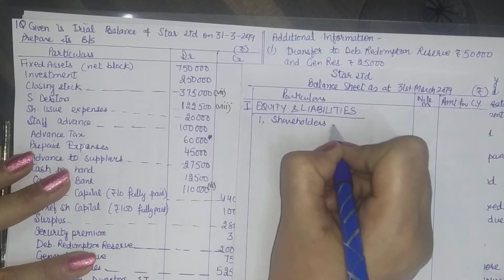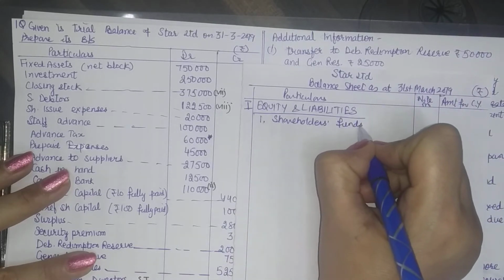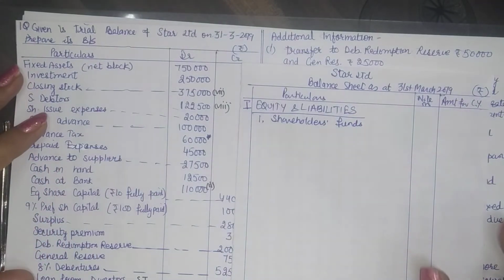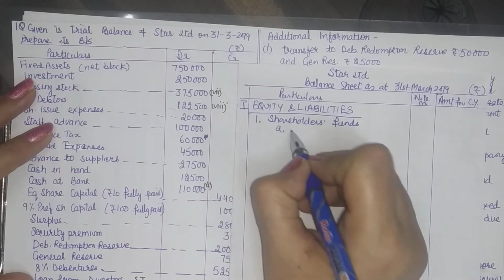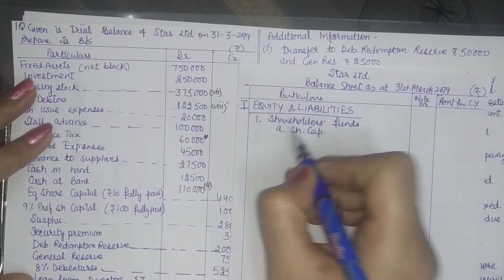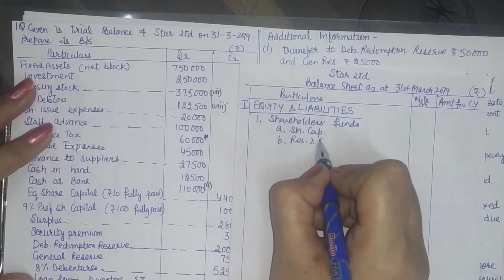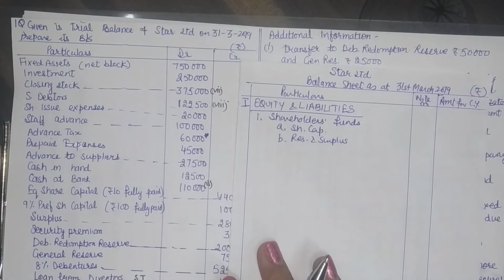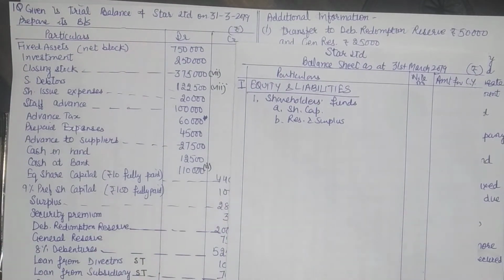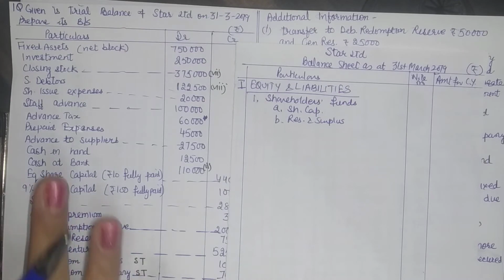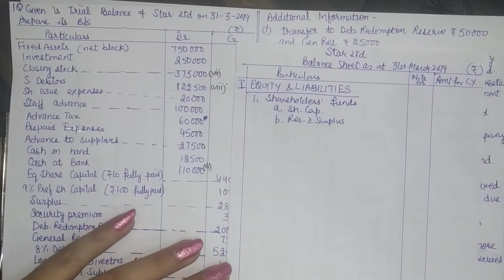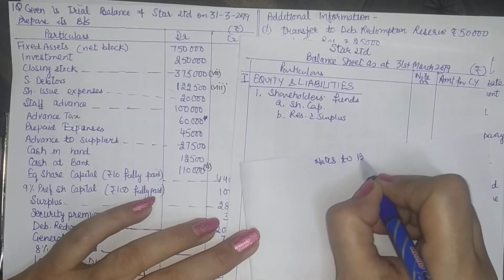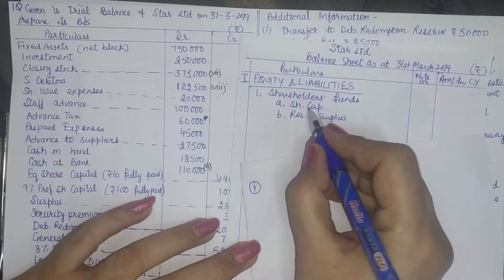In equities you have two categories, shareholders funds and share application money pending allotment. In shareholders funds we have first subcategory share capital, second subcategory reserve and surplus, third subcategory money received against share warrants. Now that money received against share warrants is not given, so forget about that. Only two categories are given to us, so we will make notes for the same. Alongside we will start preparing notes to balance sheet. Number one is share capital.